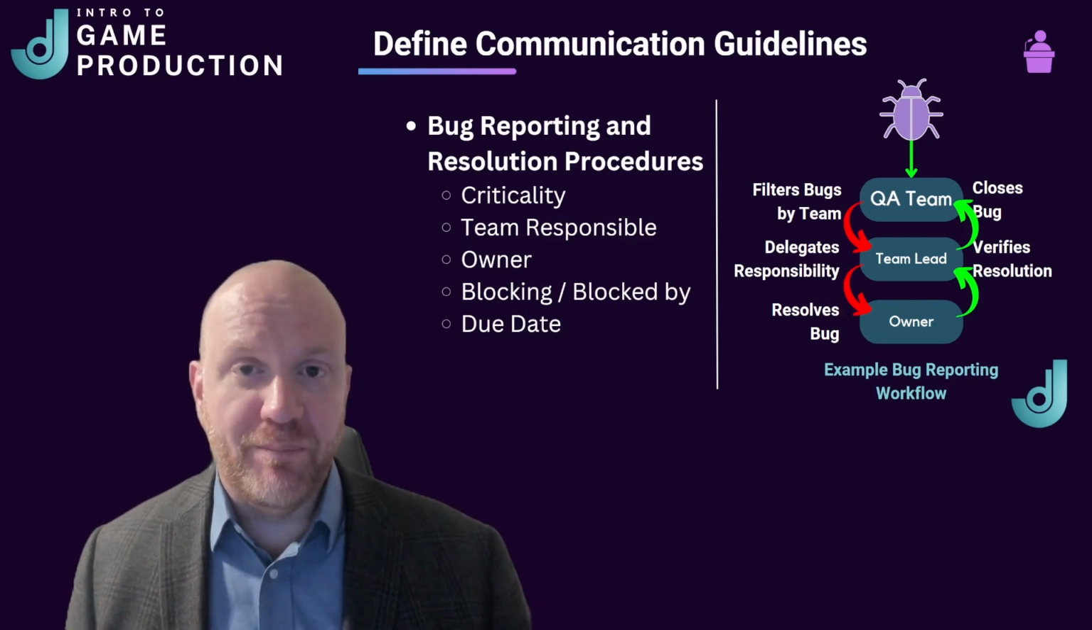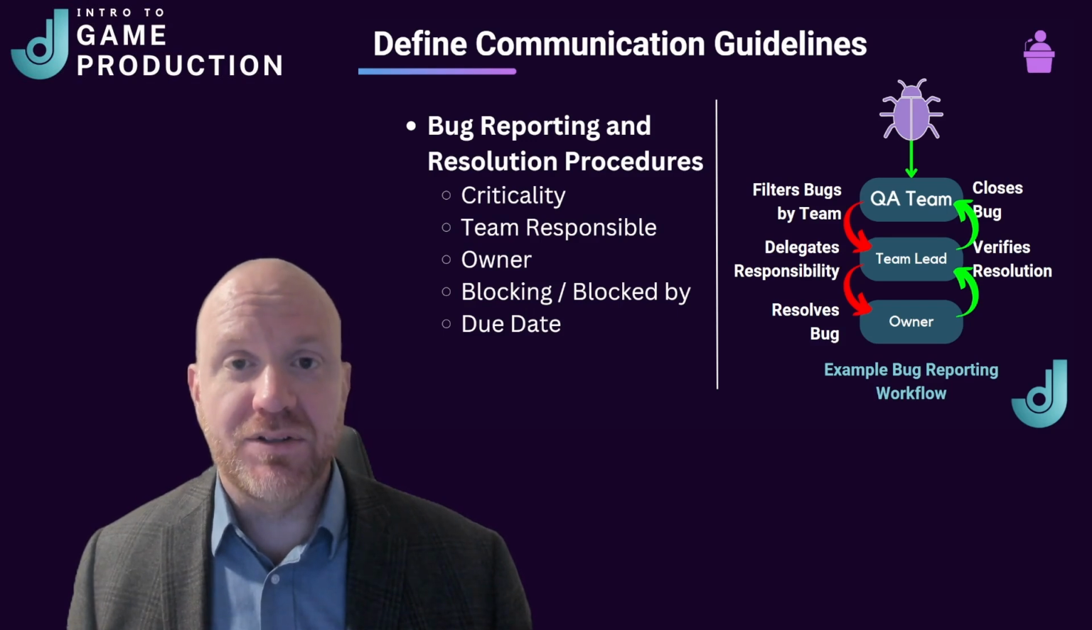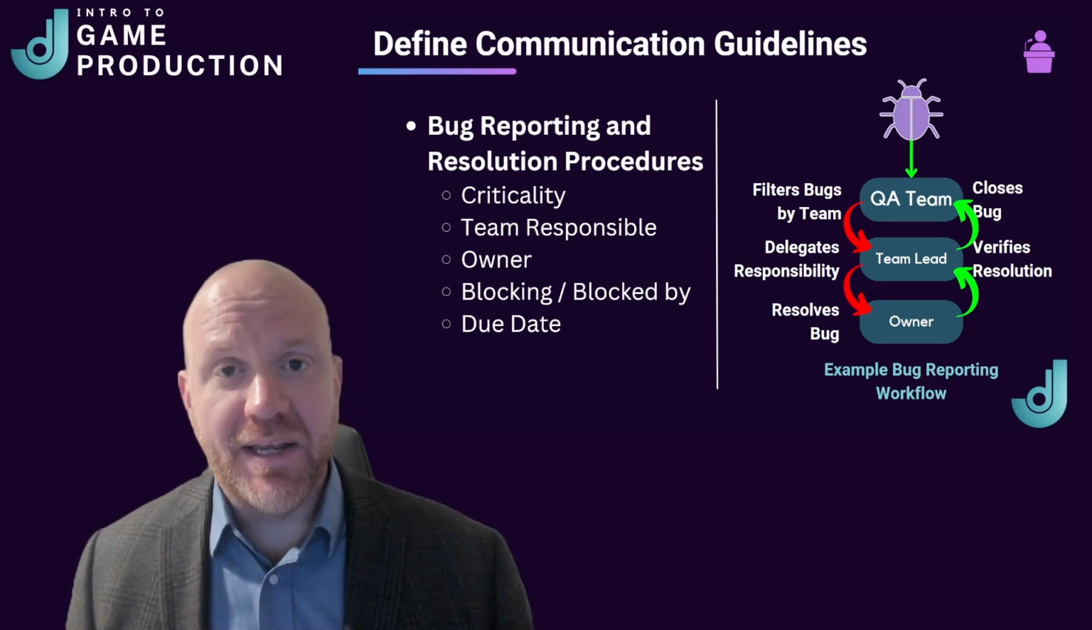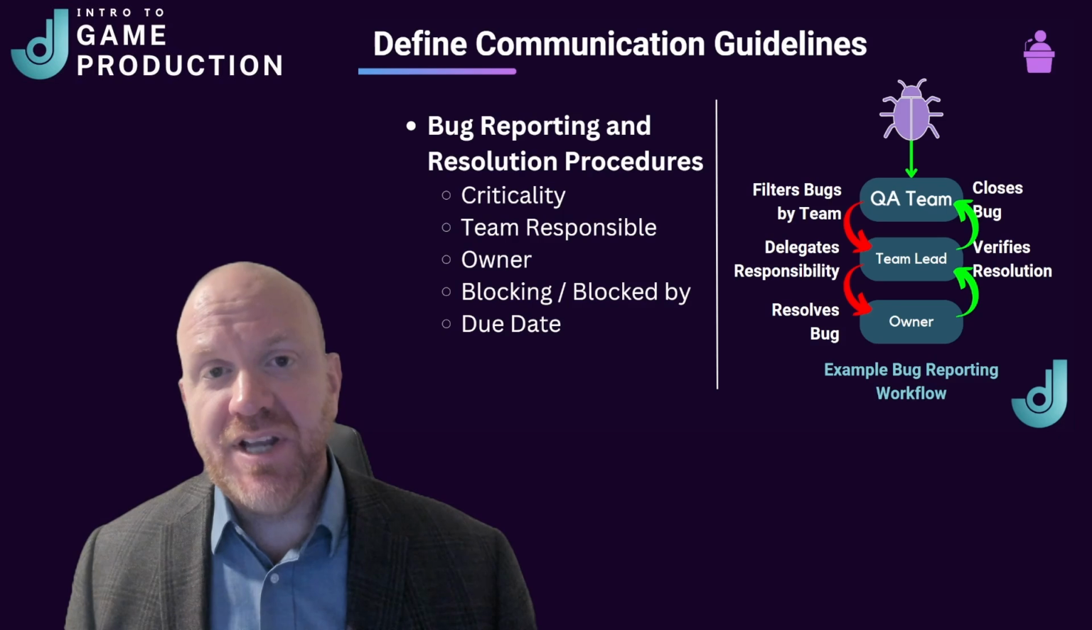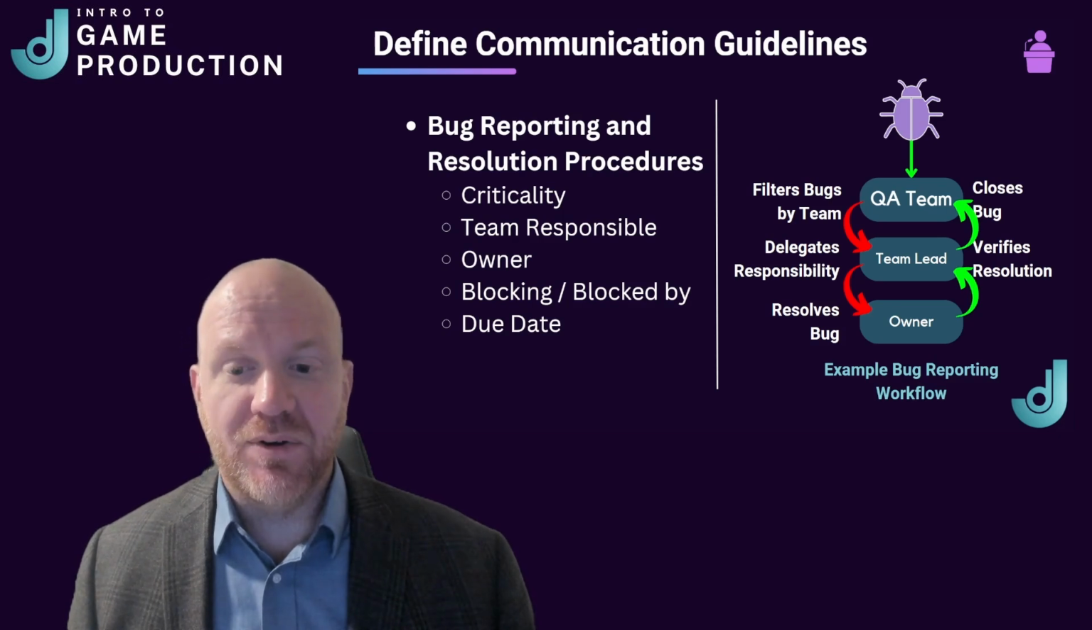It's typical for bugs to be assigned a criticality, meaning how important they are to the overall game, which team is responsible for fixing the bug, the owner that owns the individual bug, if there's any other bugs that are blocking or blocked by that bug, and then a due date for the team to strive to for fixing that bug. It's common to have this pipeline laid out, and I've given an example bug workflow where the bug is received by the QA team.